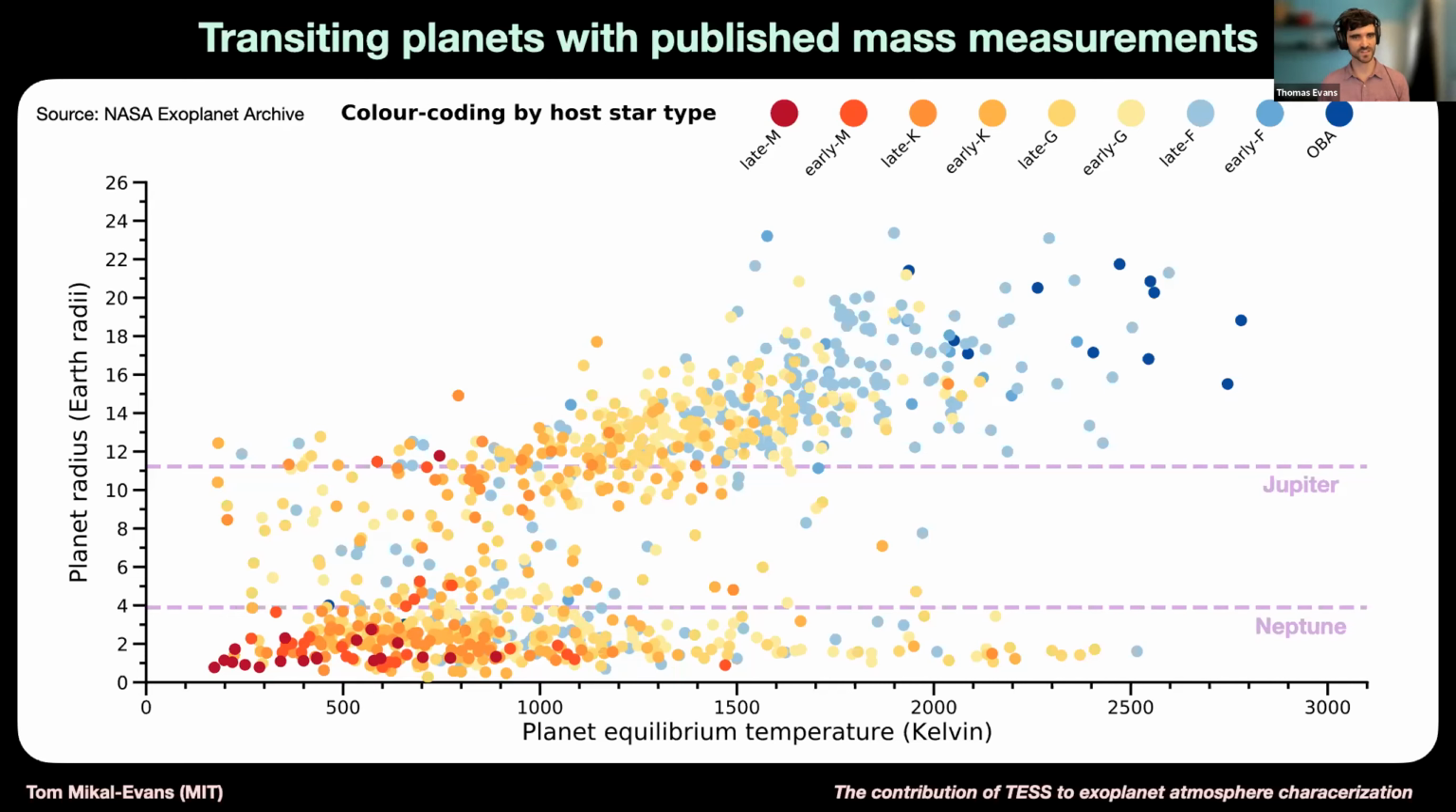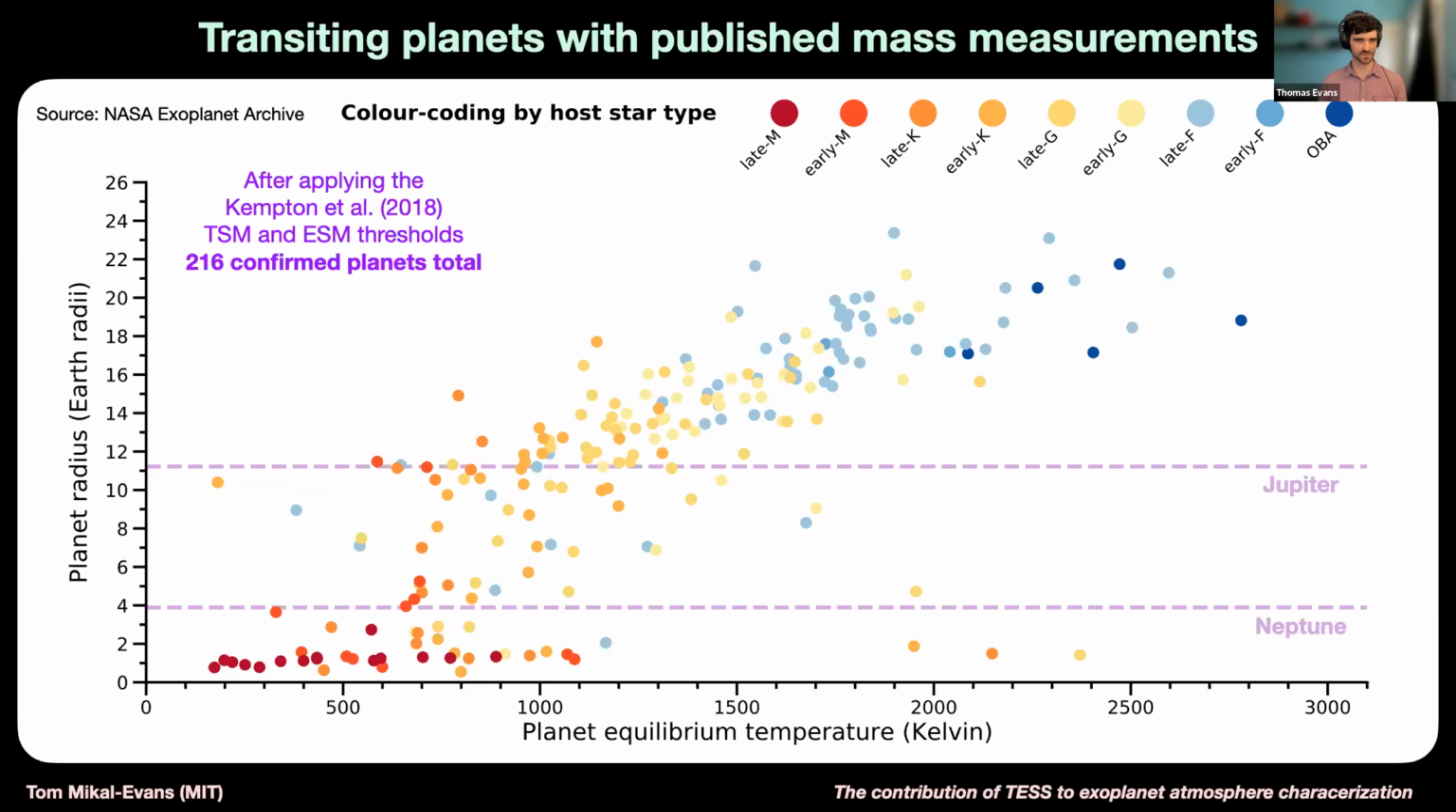And for the purpose of atmospheric characterization, we can remove those planets failing to meet the minimum TSM and ESM thresholds laid out in the Kempton paper. And what this leaves us with is a sample of 216 currently known planets suitable for atmospheric characterization. And we expect TESS to add many more planets in the coming years.